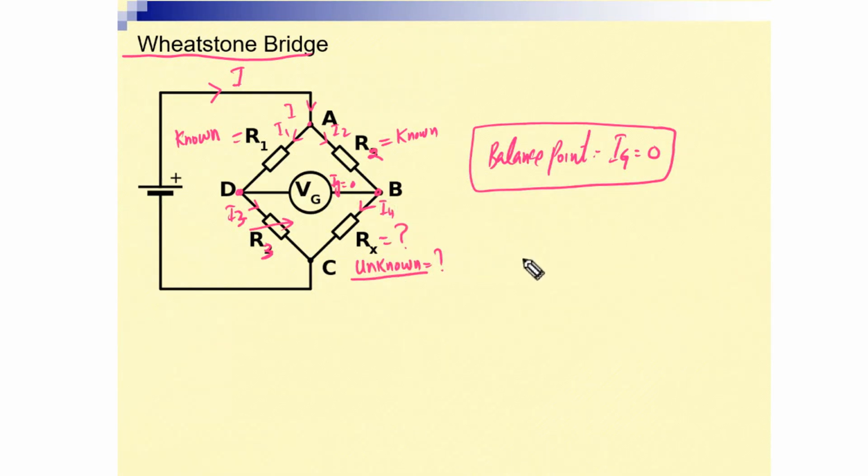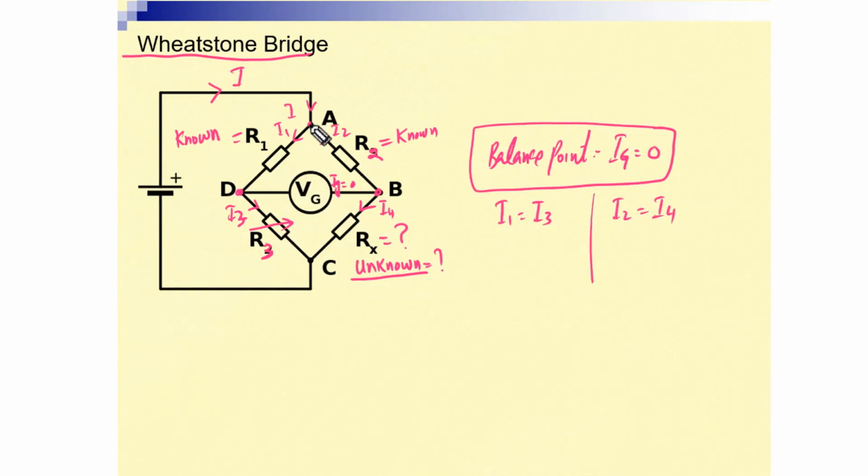One thing you need to understand is that if no current goes this way, then I1 has to be equal to I3. The second thing you need to understand is that if no current goes this way, to the left, I2 has to be equal to I4. So I will write down I2 equals I4.